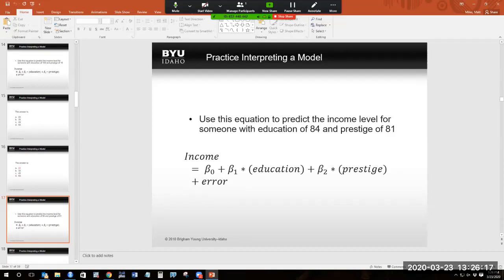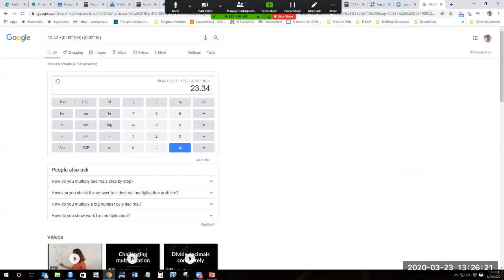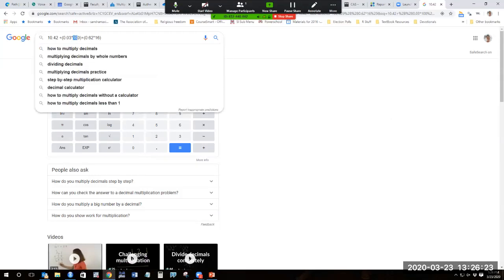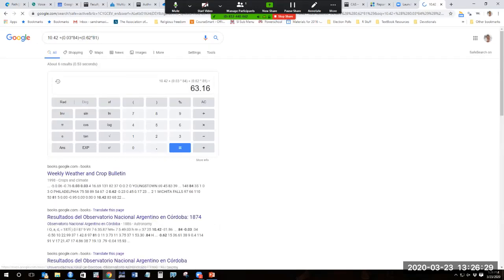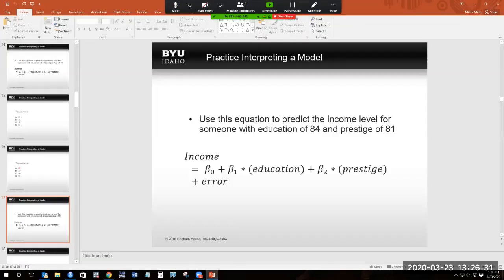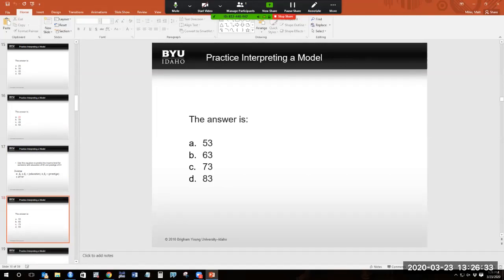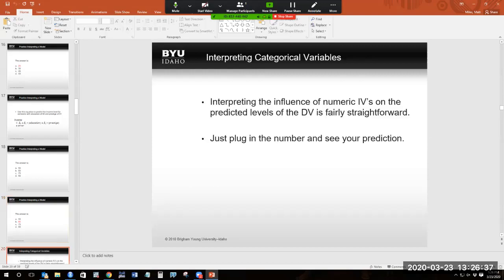Someone has an education of 84 and a prestige of 81 in their career. So I change this to 84. I change this to 81. I make my prediction. So then I'm going to go 63. And you get it, right? That's how you do it with multiple regression. When it's numbers, you just plug in the numbers and then you see your prediction.